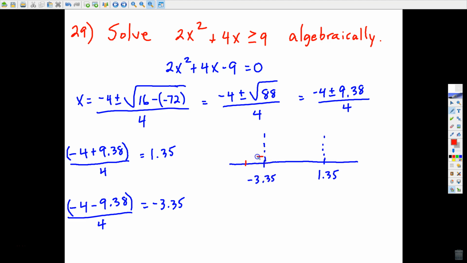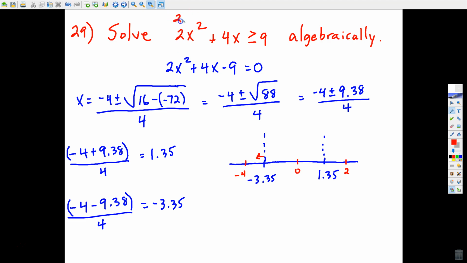So a number to the left of negative 3.35, we could say negative 4. A number in between, we could say 0. And then a number to the right, we could say 2. All right, we'll take each of those and we'll plug those numbers in one at a time, and then we will see if we get a true statement. Okay, so we have our numbers that we're going to use to test, and I've written them here in red. So one at a time, let's take these numbers, plug them in for x, and see if it makes the inequality true. So we'll start with negative 4.